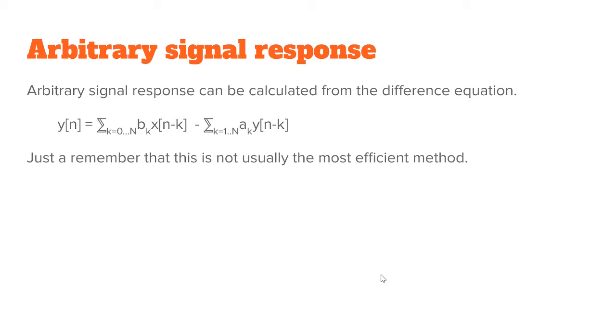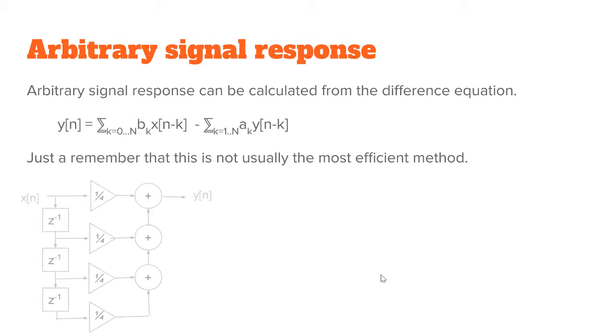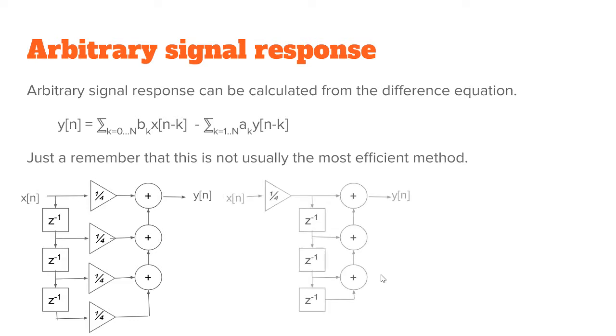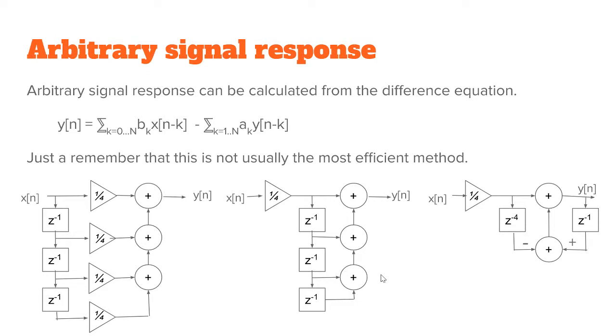Arbitrary signal response, meaning what is the output for any signal x. That's where you have the difference equation. On the other hand, the difference equation is not actually the most efficient way to calculate the output. For example, this running average filter, you can calculate it in at least these 3 different ways. And it's still the same difference equation.